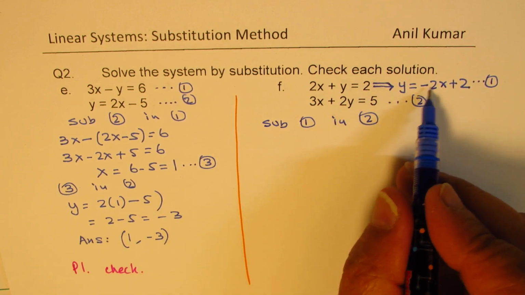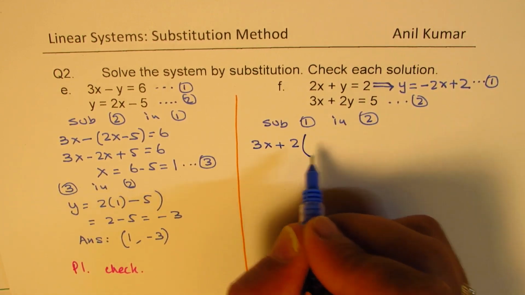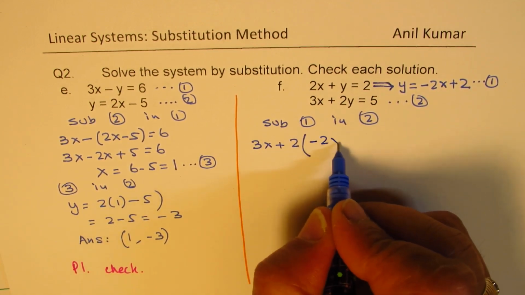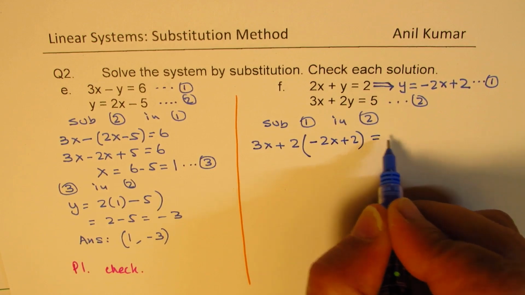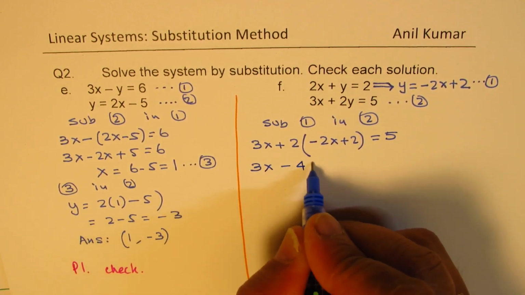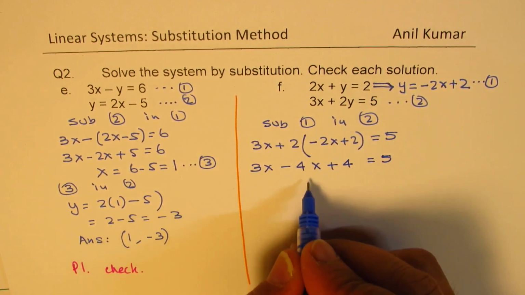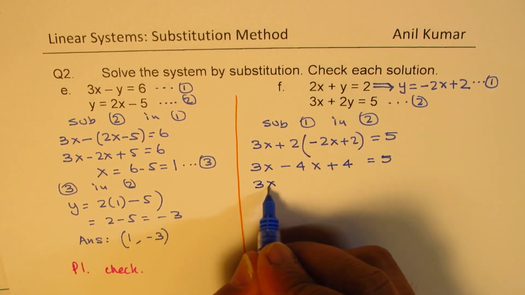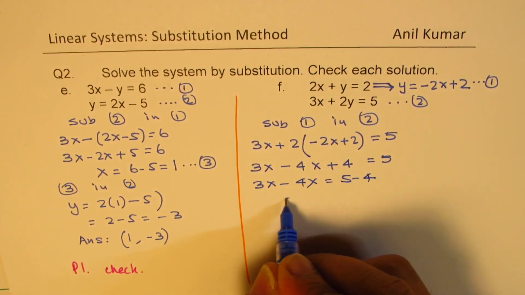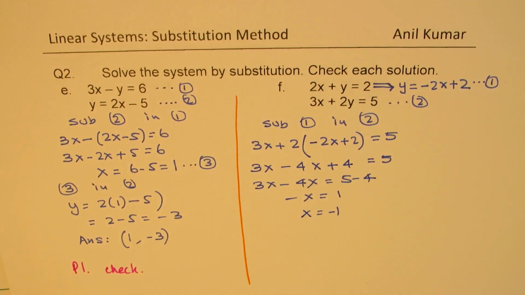So when I substitute this value of y, I get 3x plus 2 times (minus 2x plus 2) equals 5, right? So let's open the bracket. We get 3x minus 4x plus 4 equals 5. 3x minus 4x equals 5 minus 4. Or we have minus x equals 1, x equals minus 1, right?